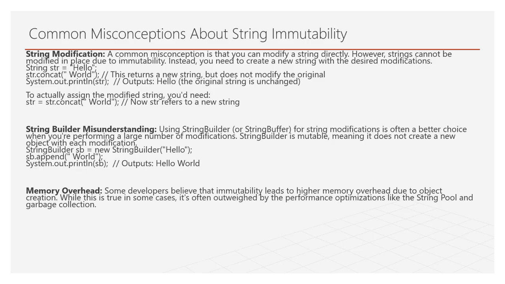Memory overhead. Now some of the developers believe that immutability leads to higher memory overhead due to object creation. Now this is true in some cases, it may not be every time. But when compared with the performance optimization that string pools and garbage collection give, the overhead is just minimal and it is quite efficient.